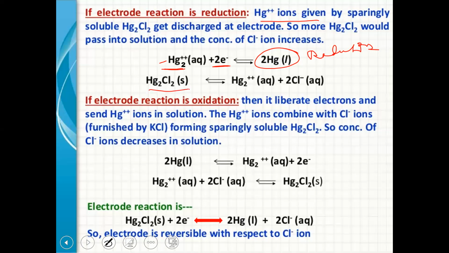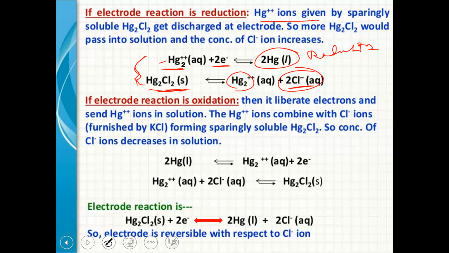Mercurous chloride is dissociated into mercury 2 plus and 2 chloride ions. So more mercurous chloride would pass into the solution. That means more dissociation takes place, and the concentration of the chloride ions also increases. So these are the two reactions that take place in the cathodic chamber, if the calomel electrode acts as a cathode.